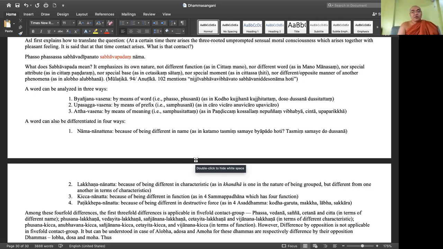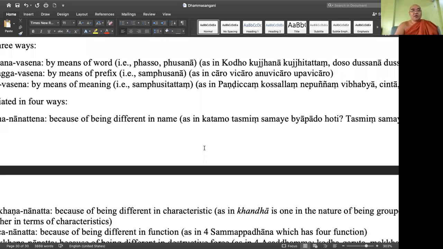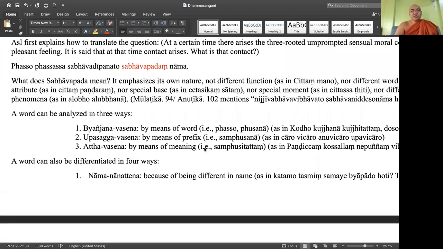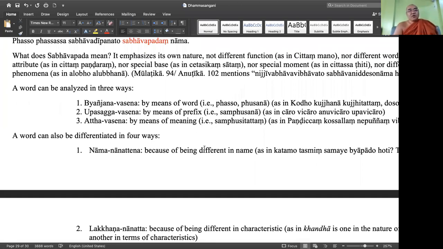in order to be familiar with the structure or the Pali words that it contains, the commentator explained analysis. First one is analysis, okay, here. Vyanjana Vasena. So a particular word is analyzed in 3 ways. Okay. So by means of the Vyanjana Vasena, last week we already discussed.